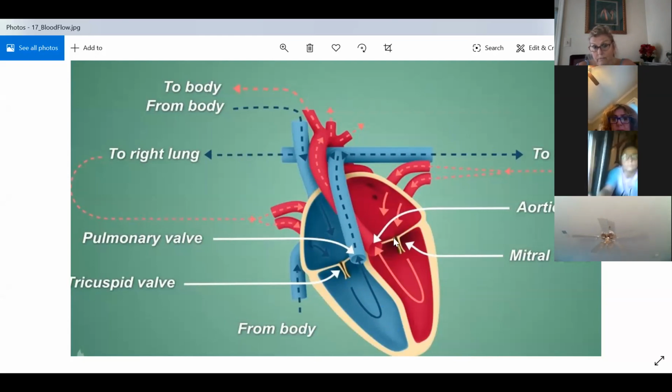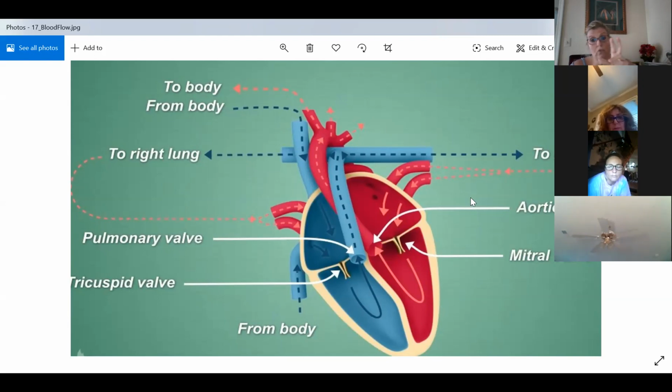Left atrium. Right, and then where? Left ventricle. Right, and then it goes through this valve, the aortic valve, to where? The body, to the aorta. Because where's it going from the aorta? It's going to the body, correct?